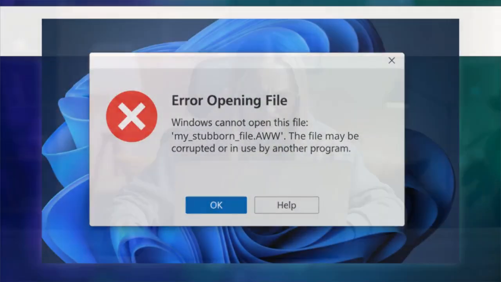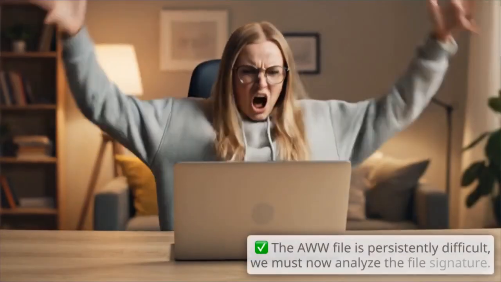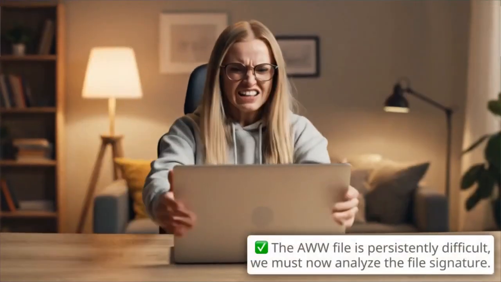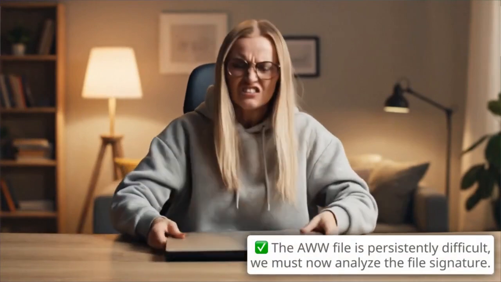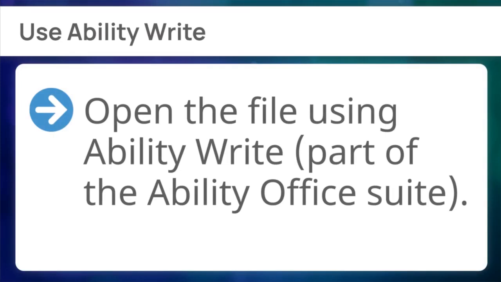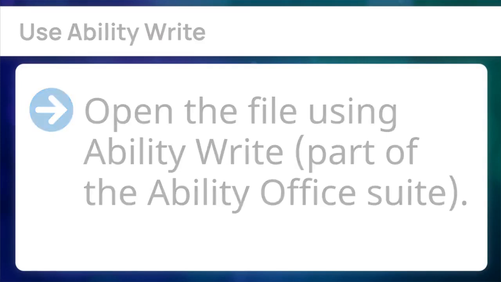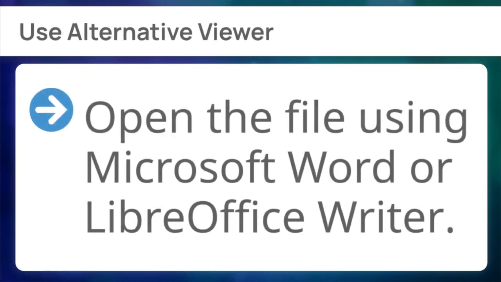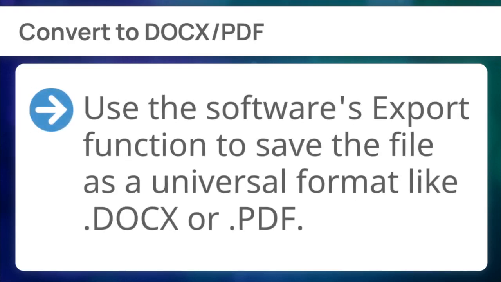Alright, the simple solution is out. We need to isolate the issue with the AWW file. Move on to these essential troubleshooting measures right away. First, use Ability Write. Open the file using Ability Write, part of the Ability Office suite. Next, use Alternative Viewer. Open the file using Microsoft Word or LibreOffice Writer. Finally, convert to DOCX or PDF. Use the software's export function to save the file as a universal format like .docx or PDF.